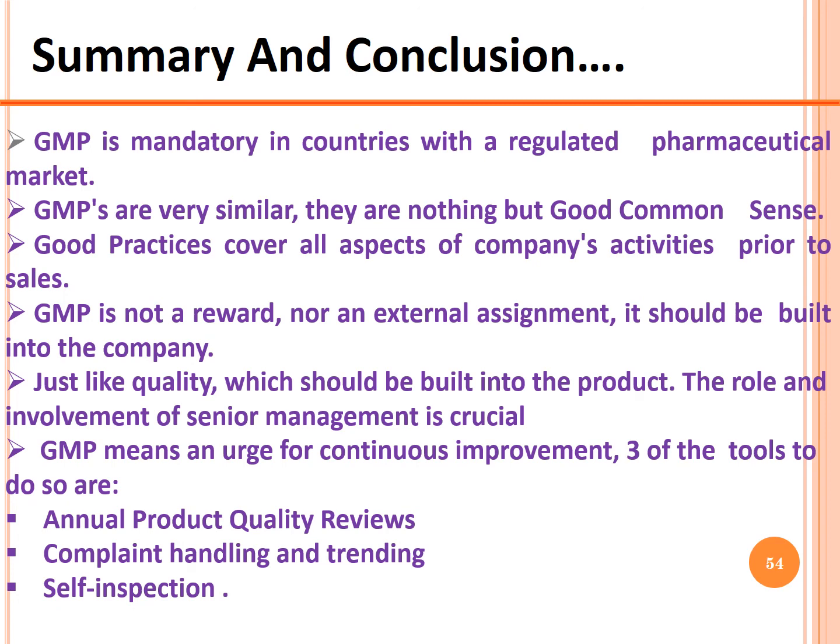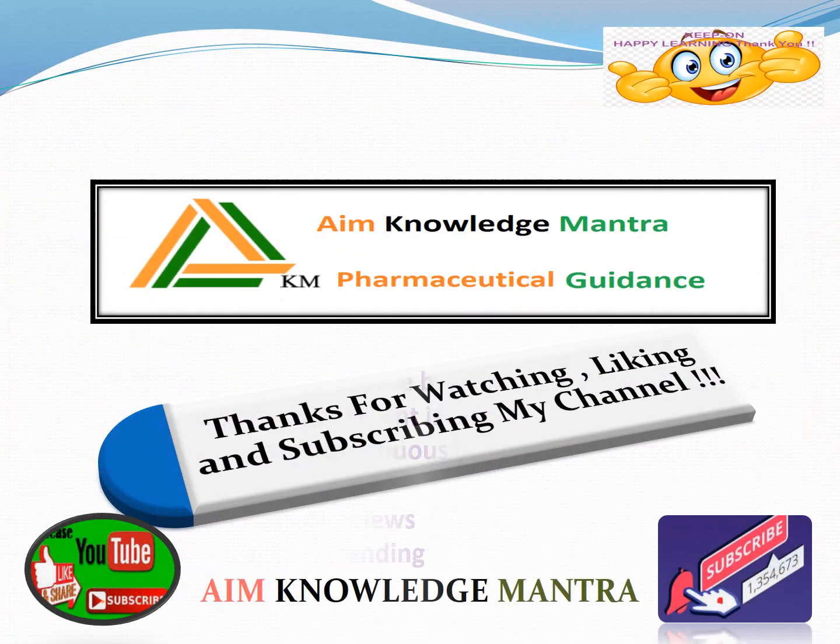The role and involvement of senior management is crucial. GMP means an urge for continuous improvement. Three of the tools to do so are: annual product quality reviews, complaint handling and trending, self-inspection.